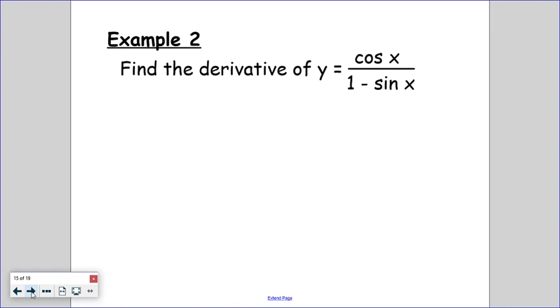Okay, on this one, we should have done our quotient rule. And the cleanup process was what I wanted to look at most closely on this one.